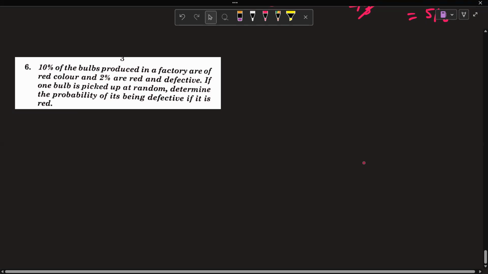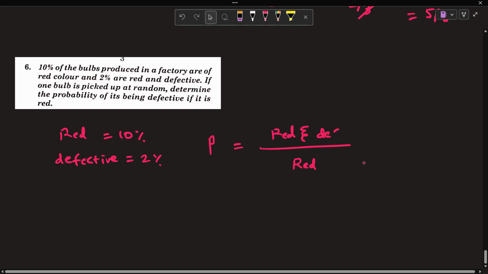Ten percent of bulbs produced in a factory are red color and 2% are red and defective. 10% bulbs are red color bulbs. So write down red color bulbs are 10%. Out of 10%, defective are how much? Defective bulbs are 2%. If one bulb is picked up at random, determine the probability it is defective. It is given that it is red bulb. So probability, the denominator will be red bulb and numerator will be red and defective.